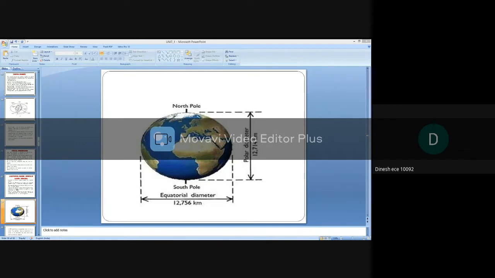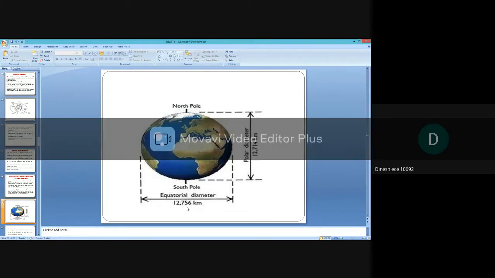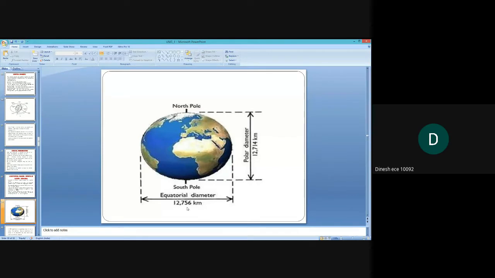Let us resume. You can see the equatorial diameter is 12,756 kilometers, whereas the polar diameter from the pictorial representation is 12,714 kilometers. All these things have to be considered while designing a satellite to be placed in orbit or in space.